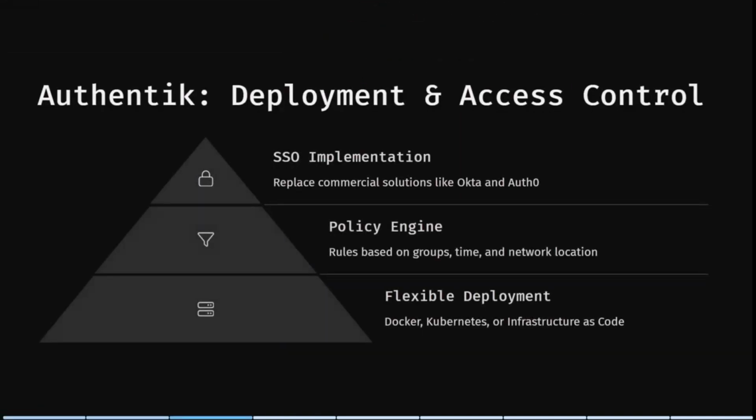Having a look over here at the deployment and access control, it replaces commercial solutions like Okta and OAuth2. Also, it has rules based on groups, time, and even network location. It has flexible deployment, so Docker, Kubernetes, or infrastructure as code.